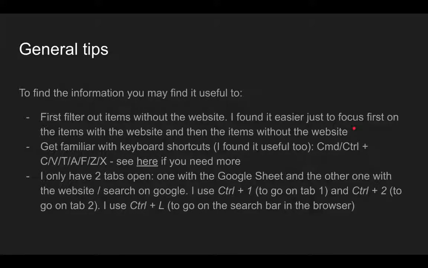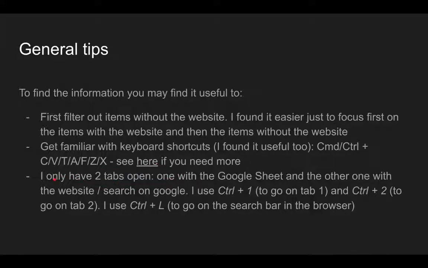Some general tips. I found it useful first to filter out items without the website. I found it easier to focus first on the items with the website, and then on items without the website. Try to get familiar with the keyboard shortcuts. I found particularly useful Command or Control: copy, paste, new tab, select all, find in page, go back, cut. You can find more on this link here.